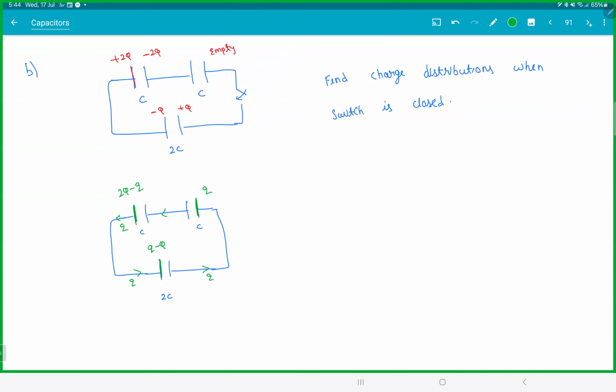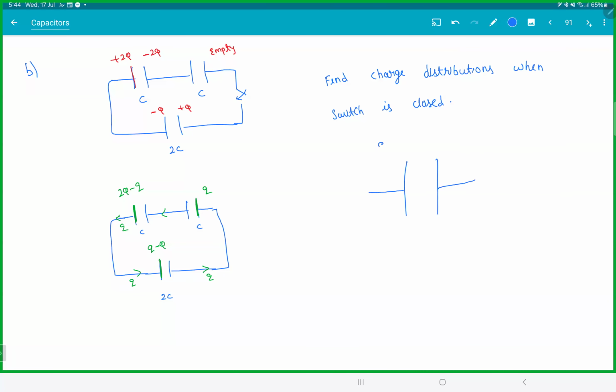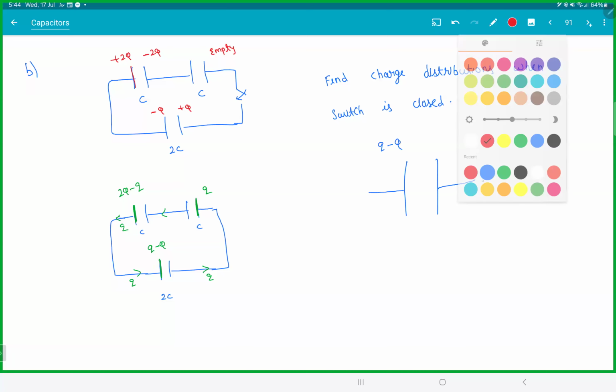When the charge Q goes there, whichever plate it is starting from, you assume it is a positive plate, and whichever plate you touch is a positive plate. The science will take care of it, and I'll tell you why it works. See, for example, now this is Q minus Q. I'm saying this is the positive plate.